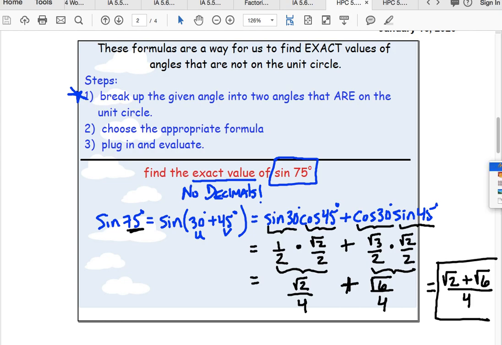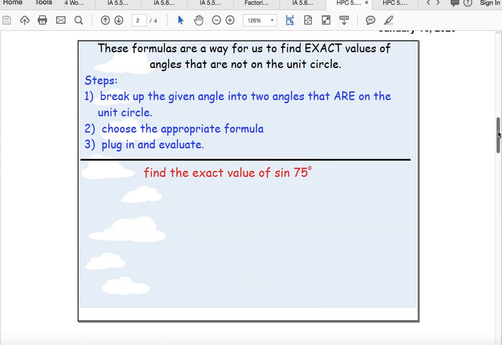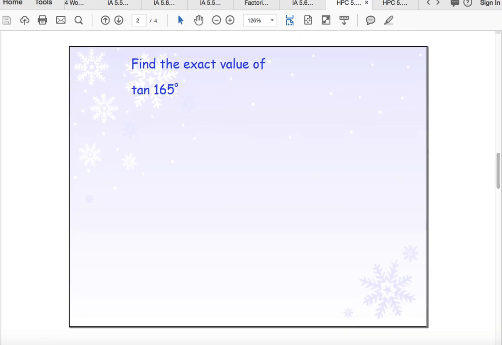Okay, let's try another one. We're going to find the exact value of tangent of 165 degrees. So you pick two angles that are on the unit circle sheet that either add up to or subtract to 165. And there's multiple ways to do these problems. You can pick lots of different angles that either add or subtract to 165. I'm going to choose 135 degrees plus 30 degrees.